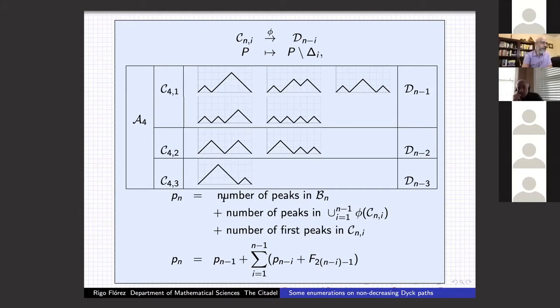So now we have the total numbers here, plus the number of peaks after the variation, and plus the number of the first pyramid. So basically Pn is equal to this. And when we simplify, we obtain the number that we had before.